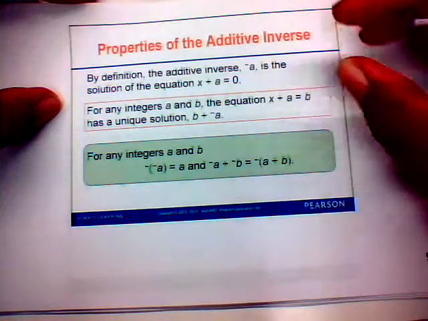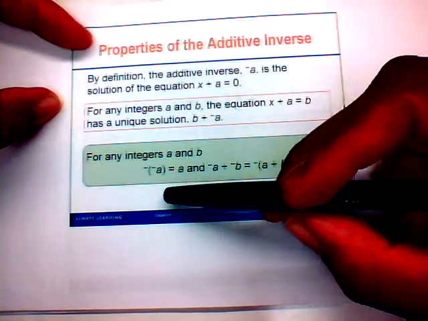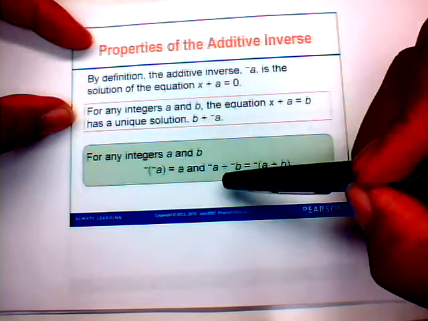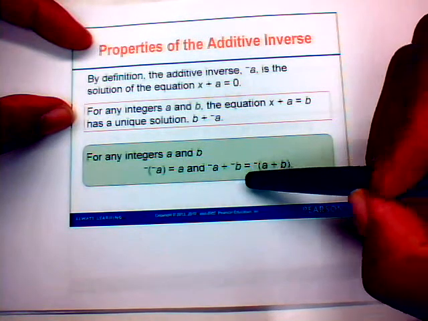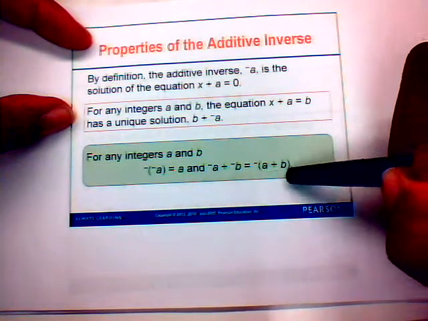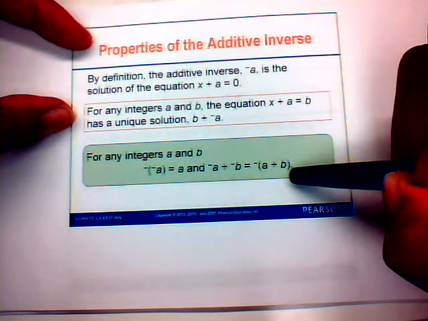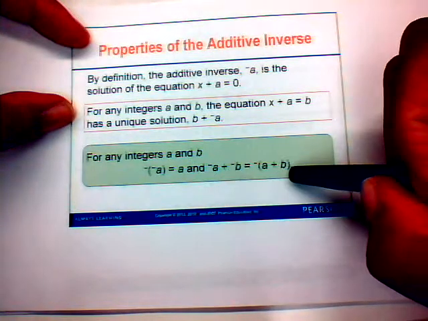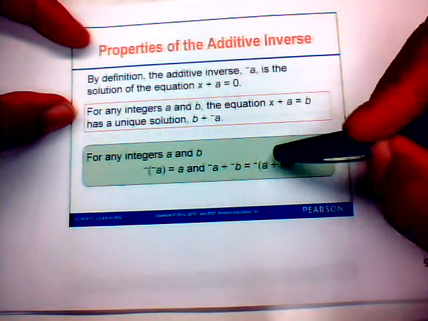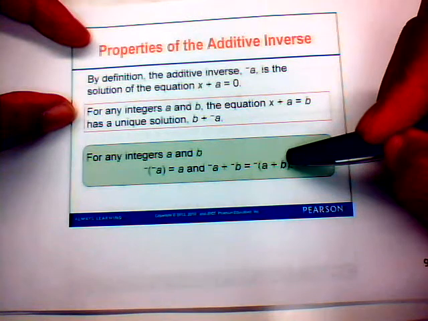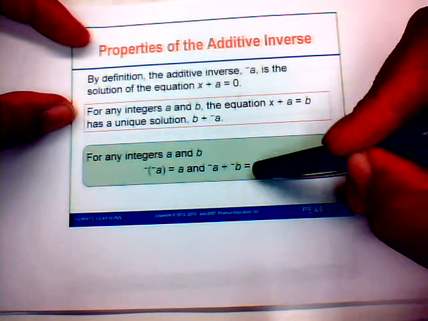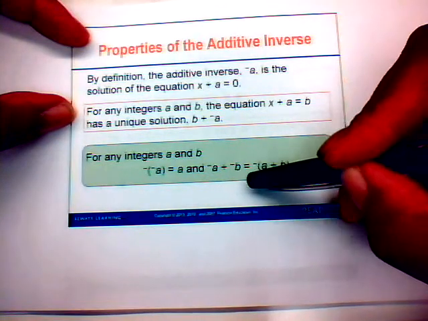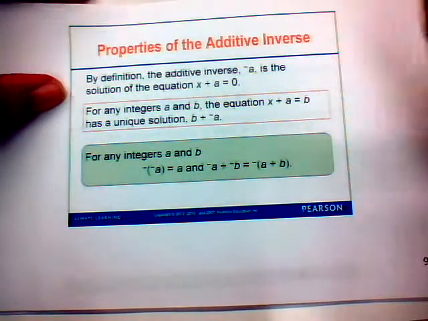And then for any integers a and b, the opposite of negative a is going to be equal to positive a, and negative a plus negative b is the same as the opposite of the sum of a and b. Sometimes you can think of this backwards as a distributive property. The negative sign will change the sign of each and every term in the parentheses to the opposite. So the negative sign will make that positive a a negative a, plus the negative sign will make the plus b a negative b.